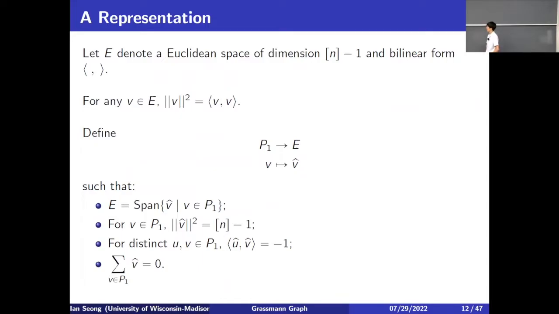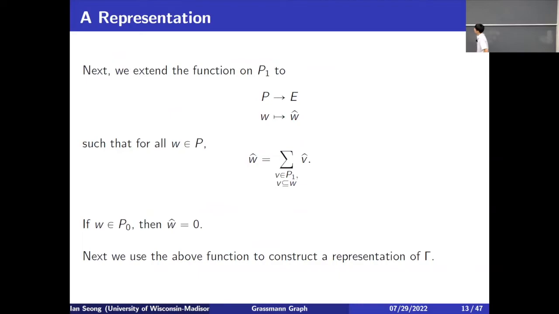So we can think of it as just putting the points on a sphere so that the distance between each pair of points would be exactly the same. So that'll be a way to look at it. Okay, now we extend the function on this P1 to be the function that maps anything in P to E. And this is going to be rather straightforward because what we can do is define, for W in P, the hat of W to be the sum of v hats where v runs through all the subspaces that are contained in W. Note that if W is in P0, if it's just a zero-dimensional vector space, then we just let W hat equal 0.